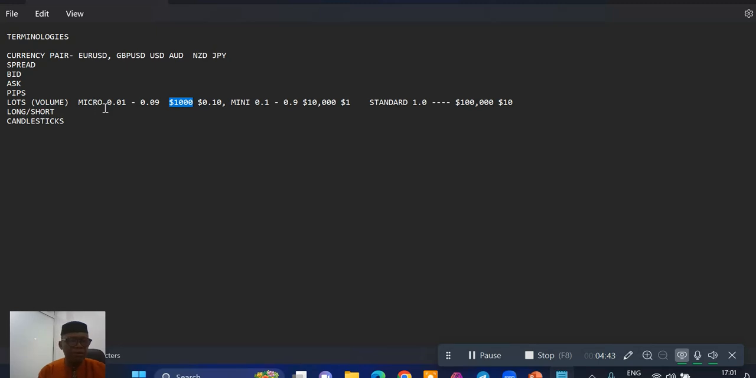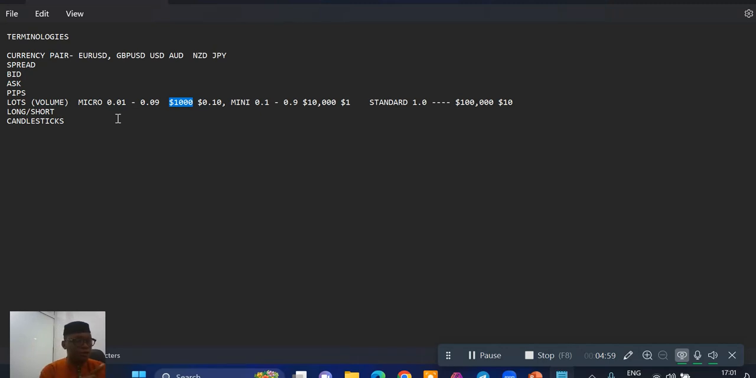So the micro lot size starts from 0.01 and terminates at 0.09, and the average value per pip is 10 cents. So you see 0.01, 10 cents.